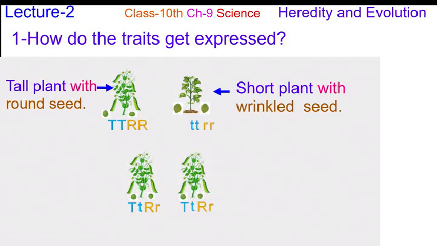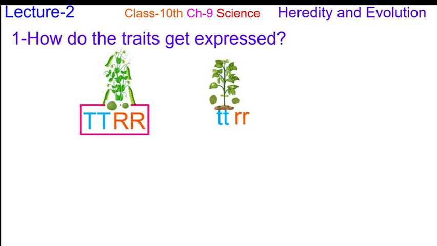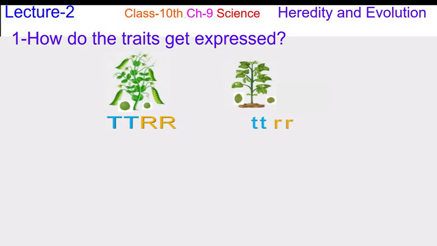Let for the height, two identical copies TT be in the tall plant and small tt in the short plant, and for round seed, two copies RR in the tall plant and small rr in wrinkled plants. In the tall plant with round seeds, the copies of traits can be written as TTRR, and the short plant with wrinkled seeds as ttrr. Let's see what combinations of these are possible in the first progeny, F1, when they are crossbred. TTRR and ttrr.